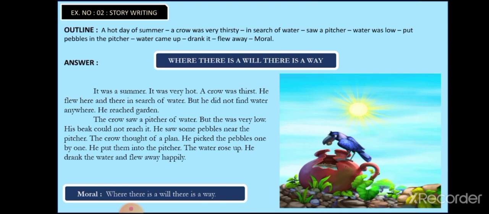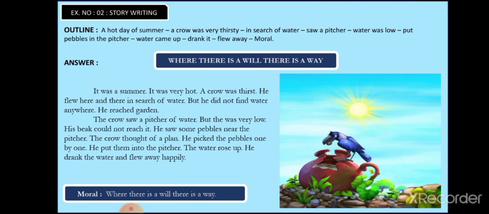Outlines are given, just go through with the outlines. Here is our title: Where there is a will, there is a way. We will go through with the story. You can see the picture here also, which always gives interest to the reader.